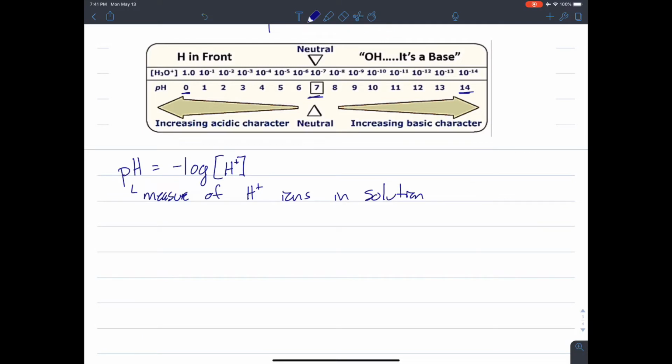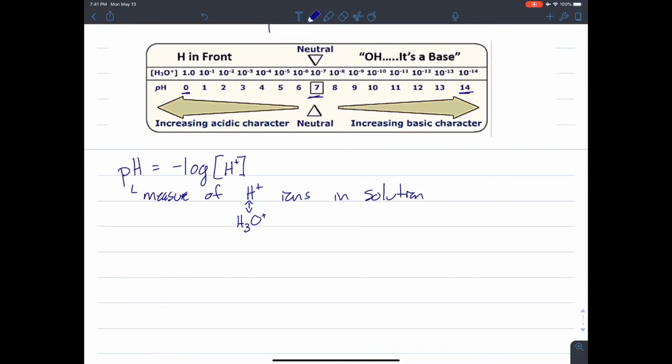The pH scale is something we use to measure or identify how acidic or how basic something is. Now, this H plus can also be H3O, hydronium ions. So these are kind of interchangeable terms when we talk about pH, and we're going to talk about why that is here in a second.